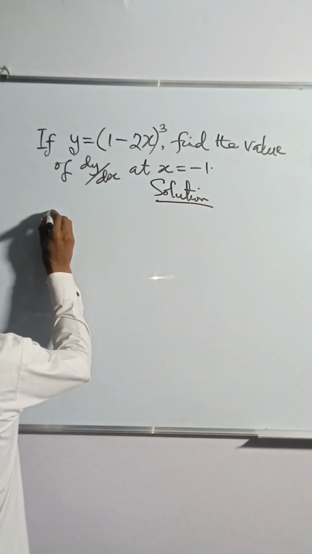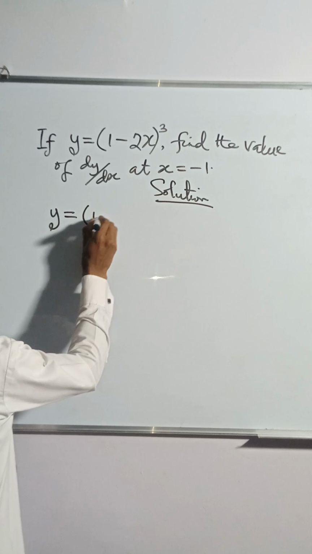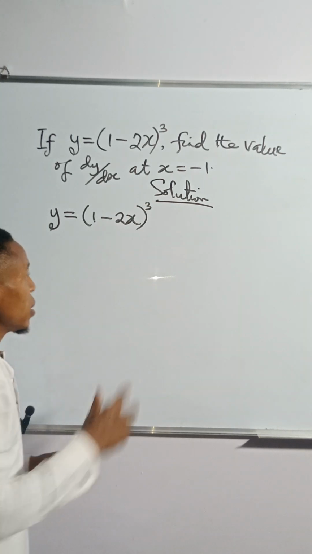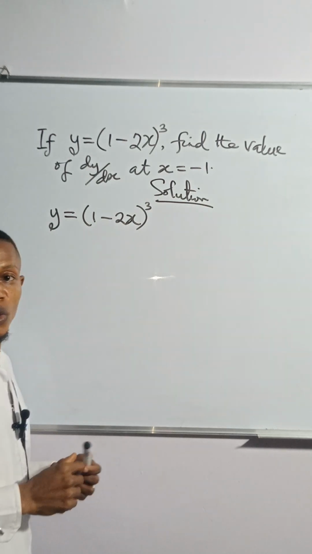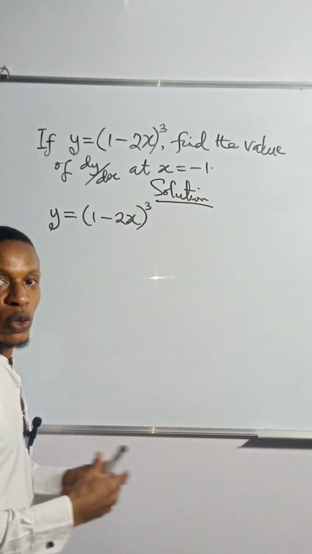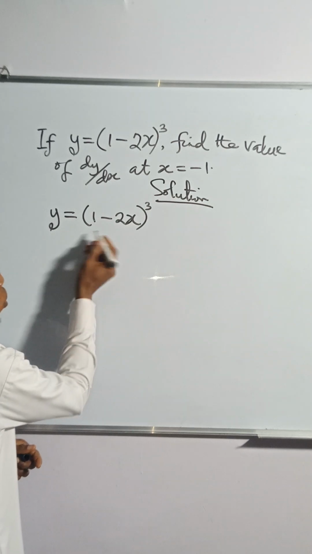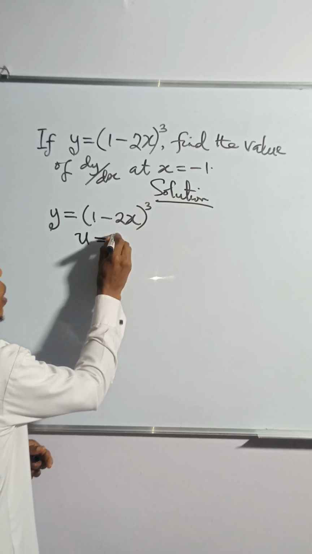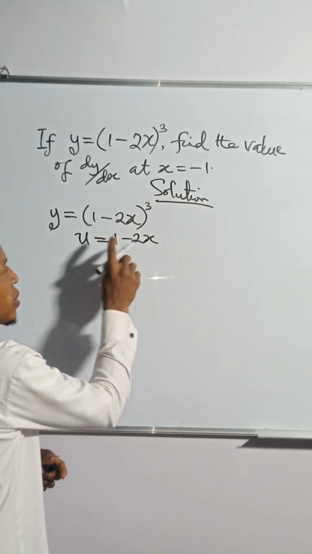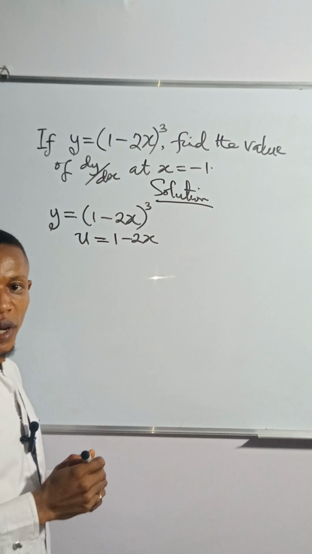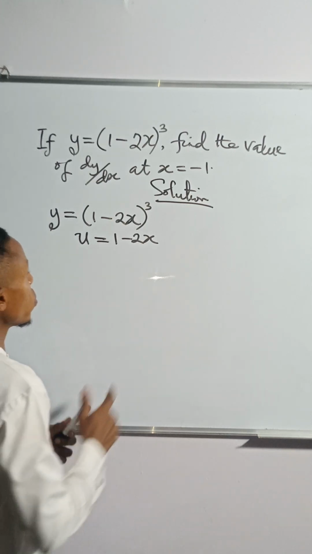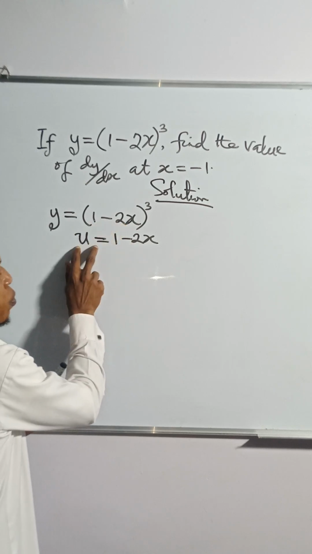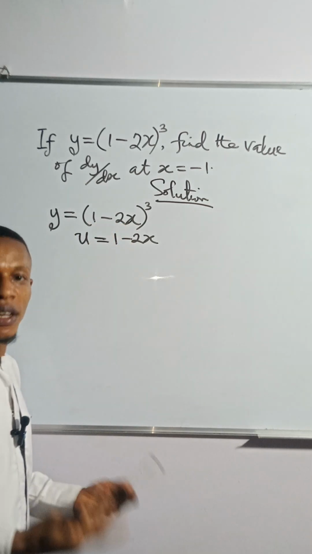We are given that y is equals to (1 minus 2x) all raised to power 3. You see what I have inside the bracket, 1 minus 2x. We are going to substitute it with a letter. Let's substitute it with the letter u. So let u be 1 minus 2x, which is what we have inside the bracket. I want to differentiate this, and I choose it to be u because it can be differentiated easily.